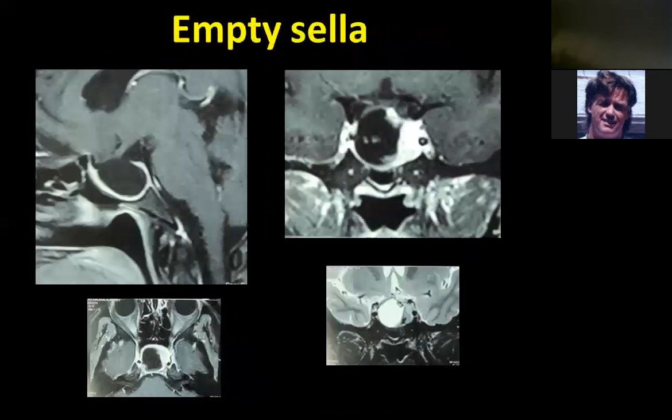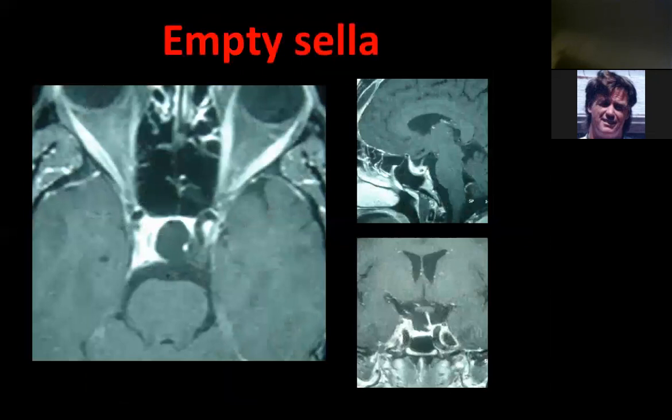Empty sella. I always maintain that empty sella is a radiological feature. It is not an actual disease, though it may be associated with some pituitary problems, and you should investigate. Even in the empty sella, investigate the pituitary. But look at this. Is this a cyst or empty sella? Empty sella occurs because there is an opening around the stalk where CSF can go into the sella, or it could be post-operative, or post-radiation. So it's complex. But these are the cases of empty sella that I have.